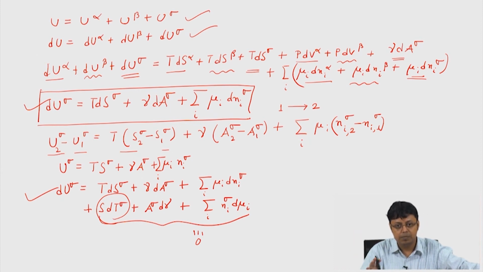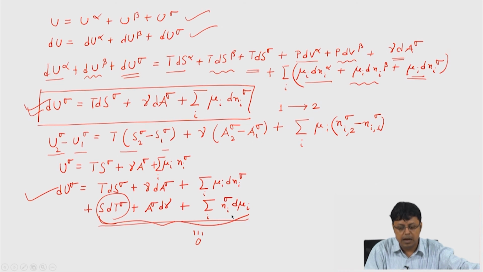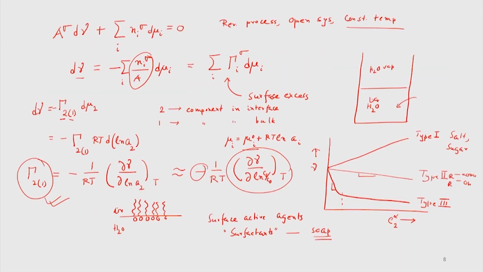Then we segregated this first law into different pieces, one for the alpha phase, one for the beta phase, and one for the interface. We got an equation, and using a similar approach to the one we used to derive the Gibbs-Duhem equation, we got this relationship. We also added the constraint of constant temperature to get an isotherm, and found a relation between the capital gamma, the surface excess, and the small gamma, the surface tension, and how it varies with the activity or the concentration. This is known as the Gibbs adsorption isotherm.